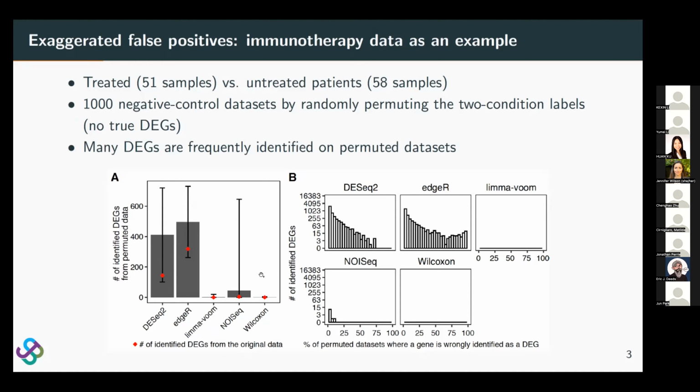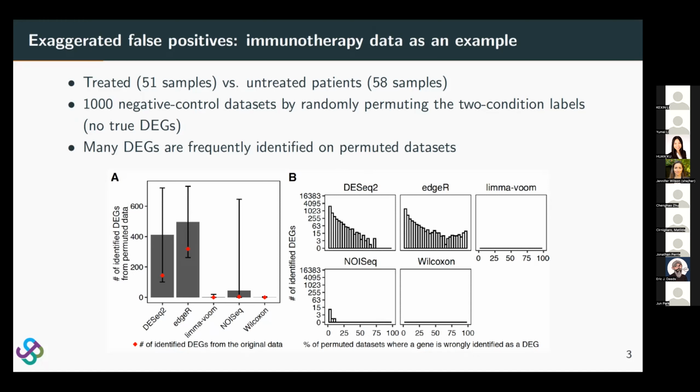We also find that if we look at panel B, we see that many DE genes are frequently identified on permuted datasets, in particular for DESeq2 and edgeR. If we look at the 50% threshold, we can see that there are hundreds of DE genes which are identified in more than 50% of the permuted datasets.